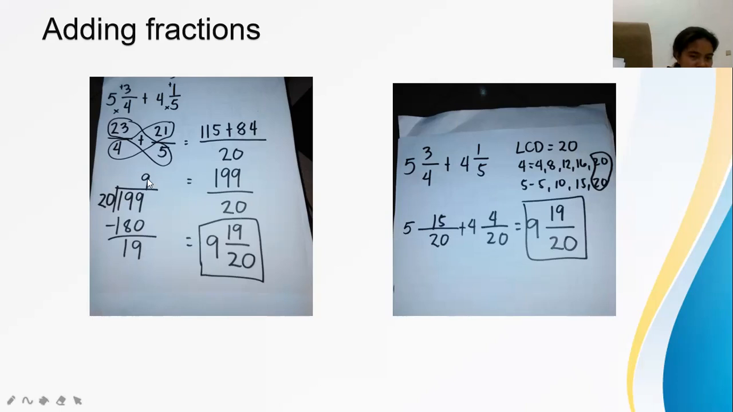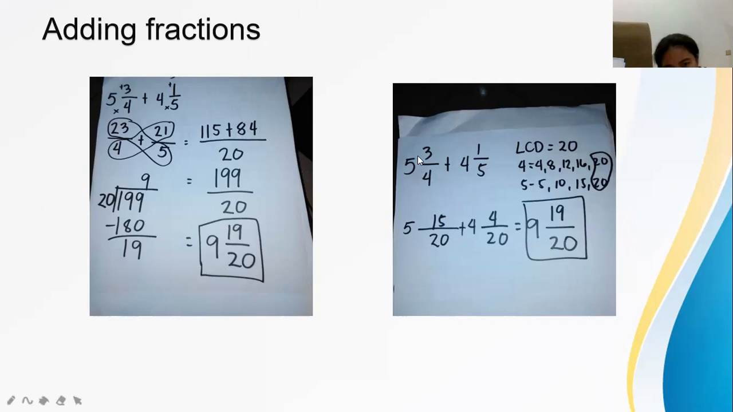So first, let us write the answer. We have 9. Then the numerator will be the remainder, 19, then 20. So our answer is 9 and 19 over 20. Okay, this is our first method, the butterfly method. Next method, we have the common one, finding the LCD.